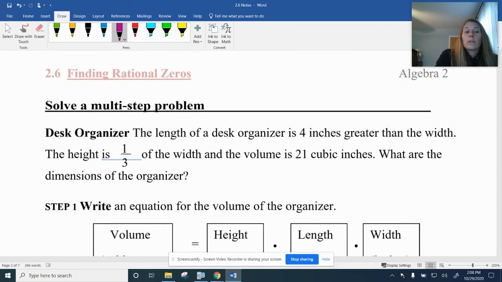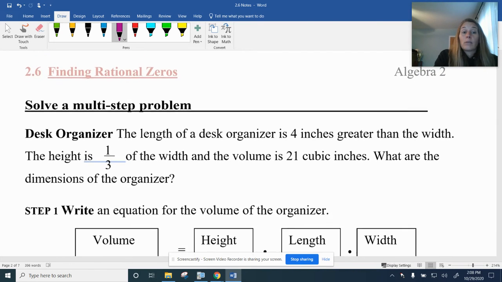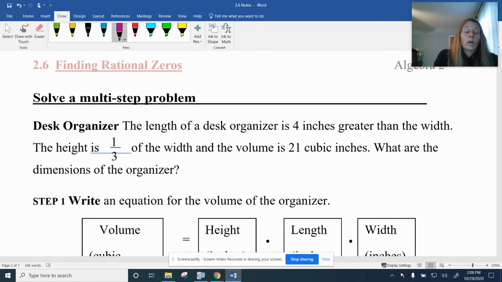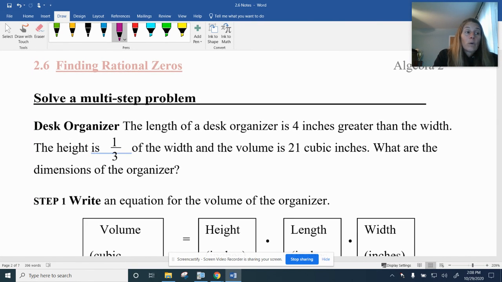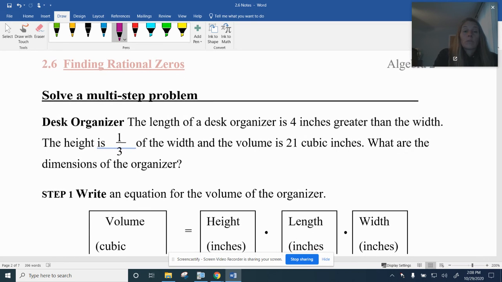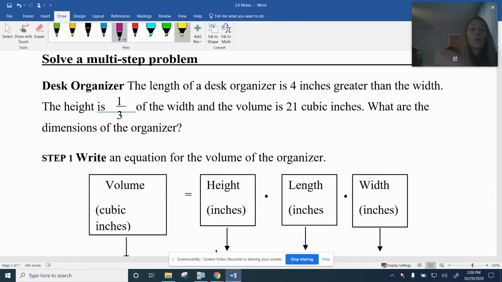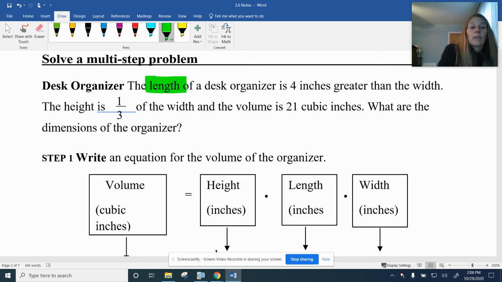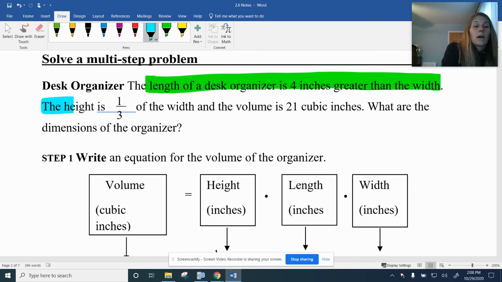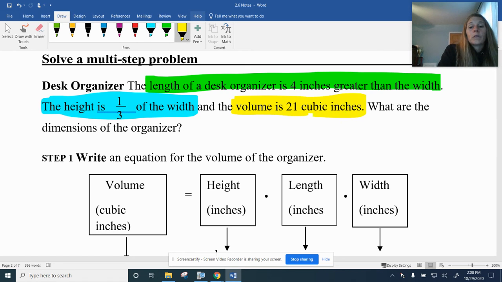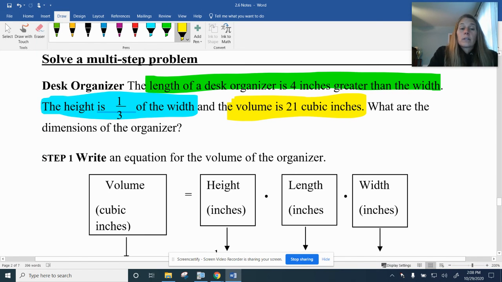So this can be used a lot to find a missing dimension when we have volume or different geometric formulas. So for example, this first one here, the given information for us is the length of a desk organizer is 4 inches greater than the width. The height is 1/3 of the width. And then they're giving us the volume. Okay, but then they need us to find all of the dimensions.